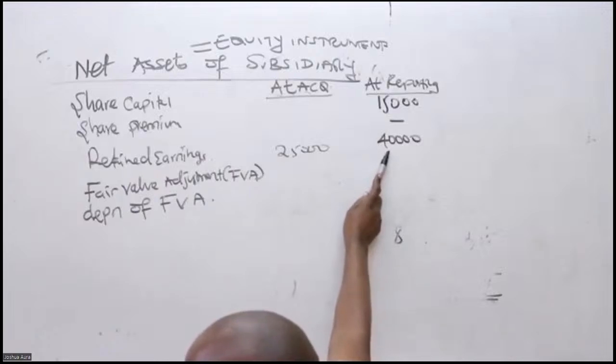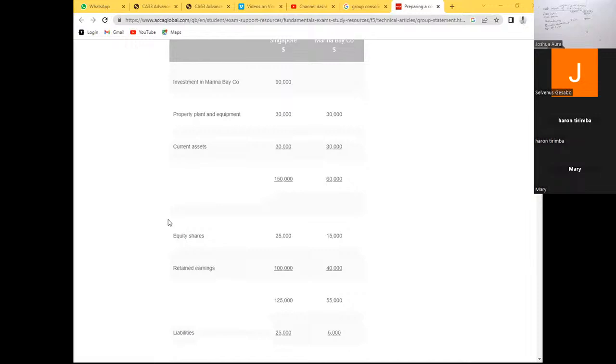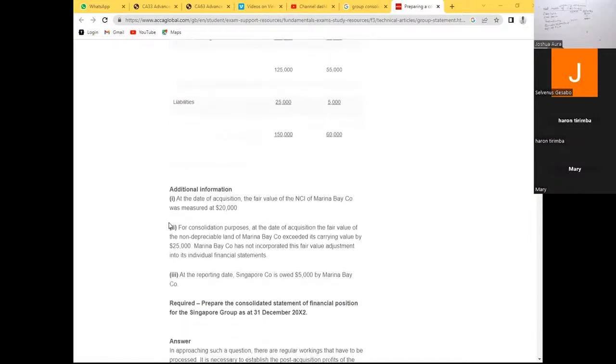Don't write anything yet. I'll be able to guide you. Now, if you go down here, they are telling us something very important. At the date of acquisition, the fair value of NCI is what we call non-controlling interest. We are not yet there.